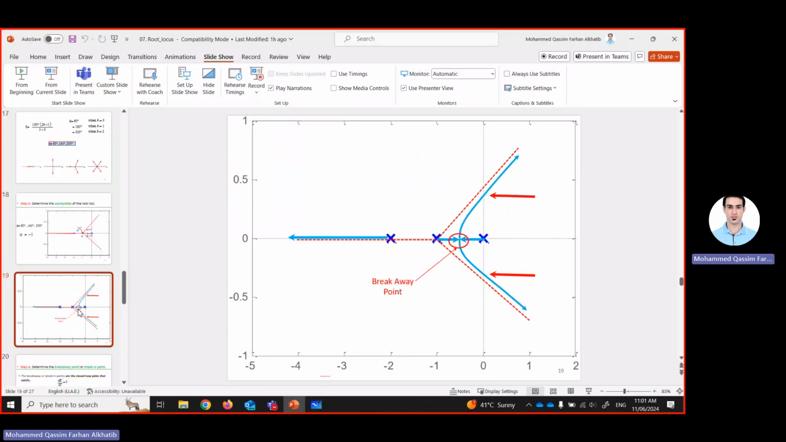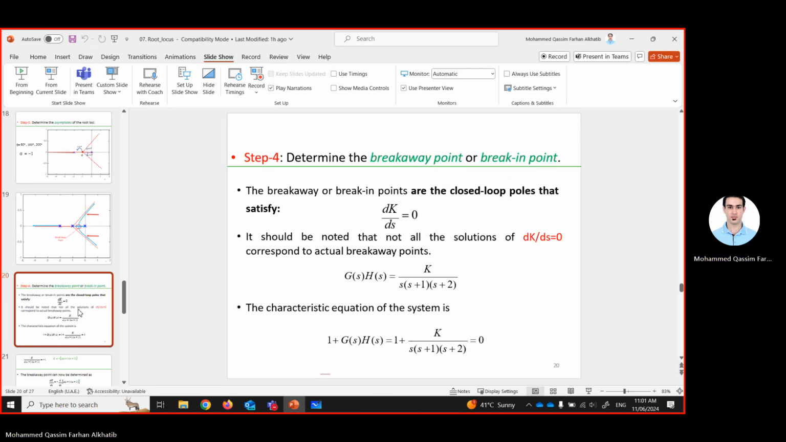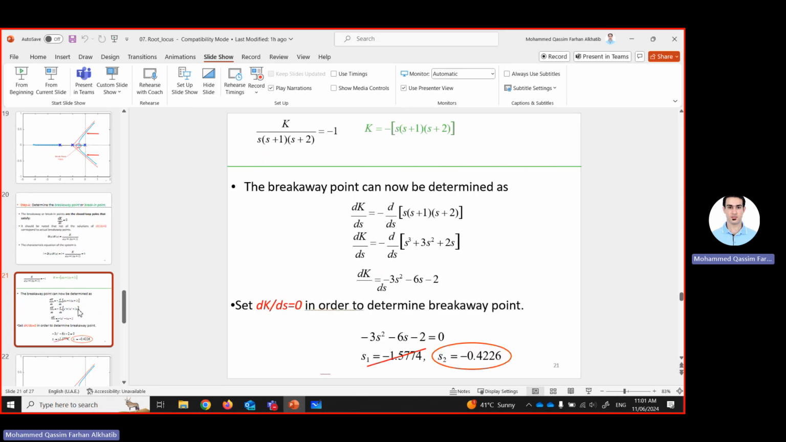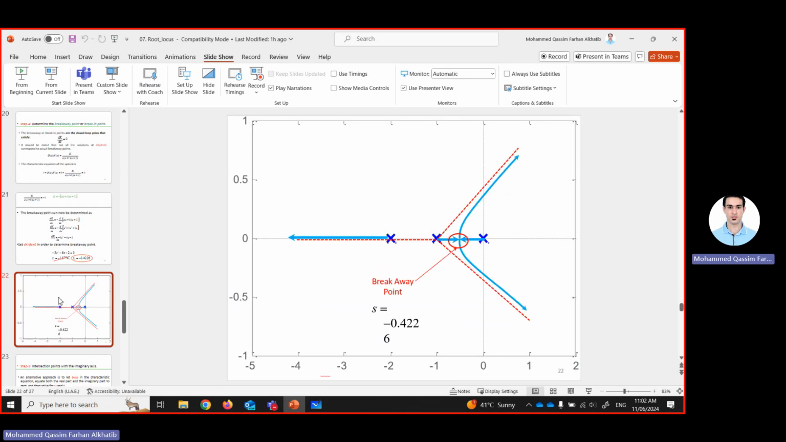Okay, then the breakaway point. How to find it? We transfer the function, then we find dk over ds, and we find the roots for this function. We have two values. We pick the value that is between these two points because we have an idea that the point should be between 0 and -1. So it was this point. Then we found it. That's the sketch.